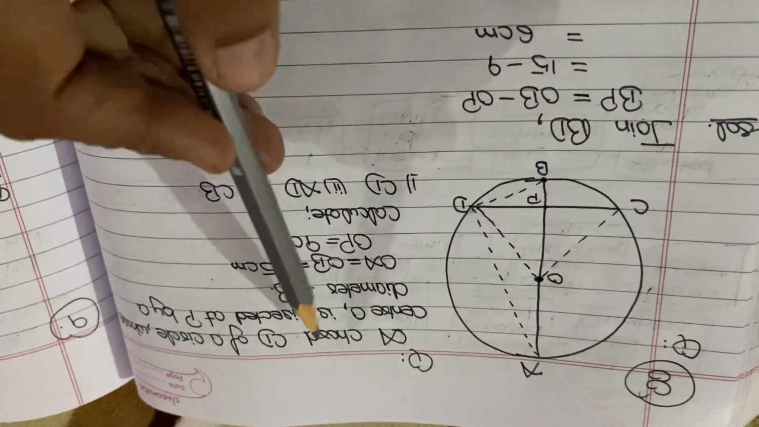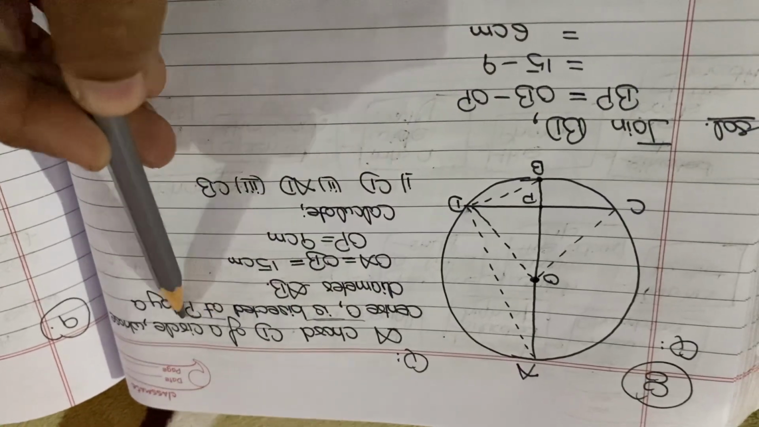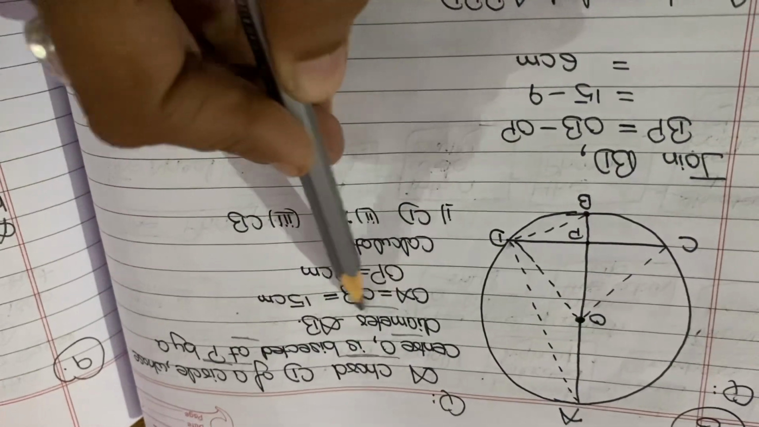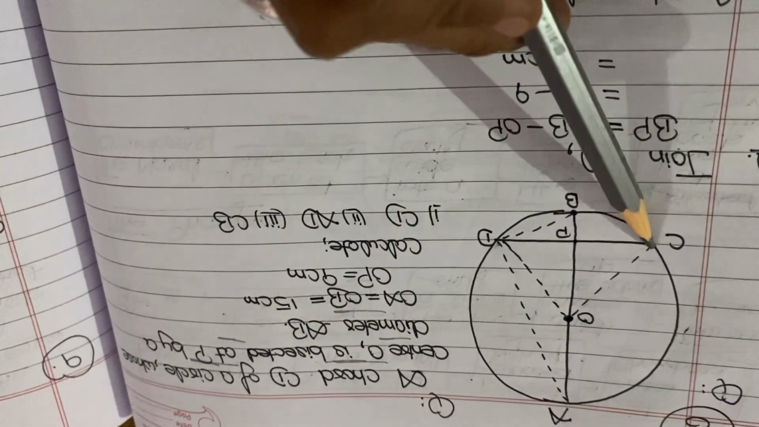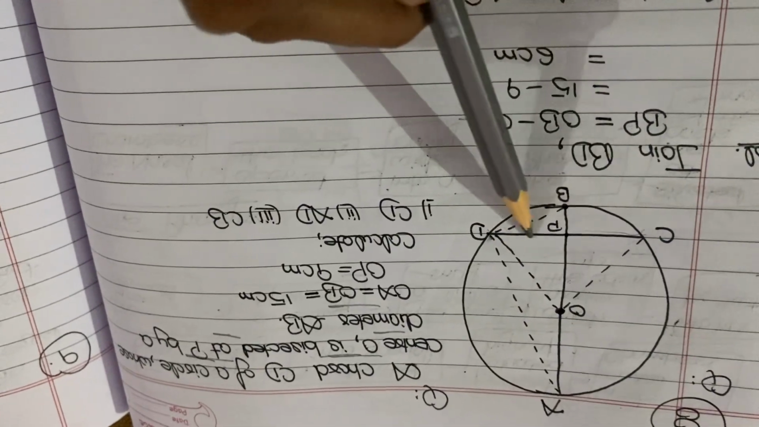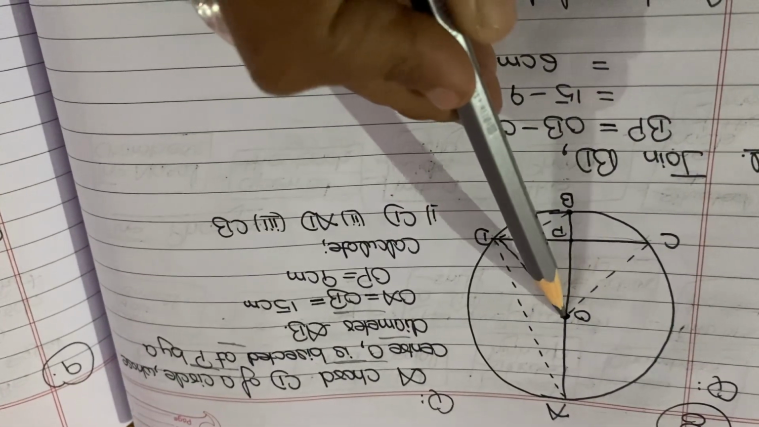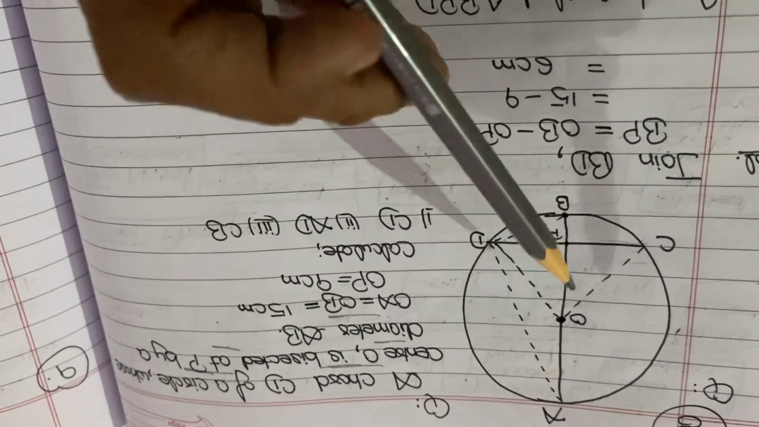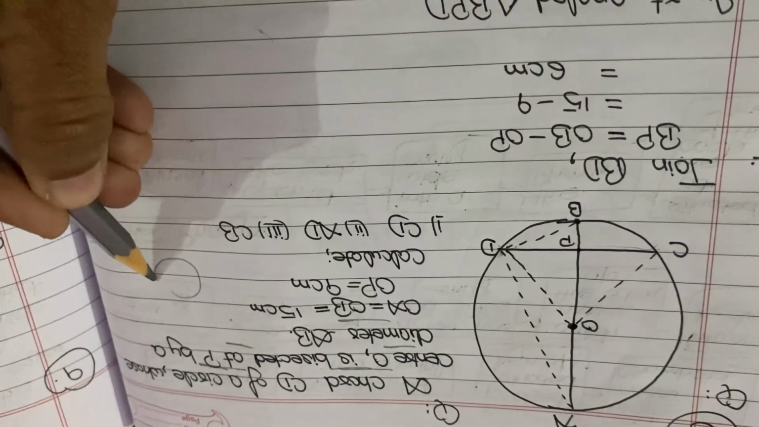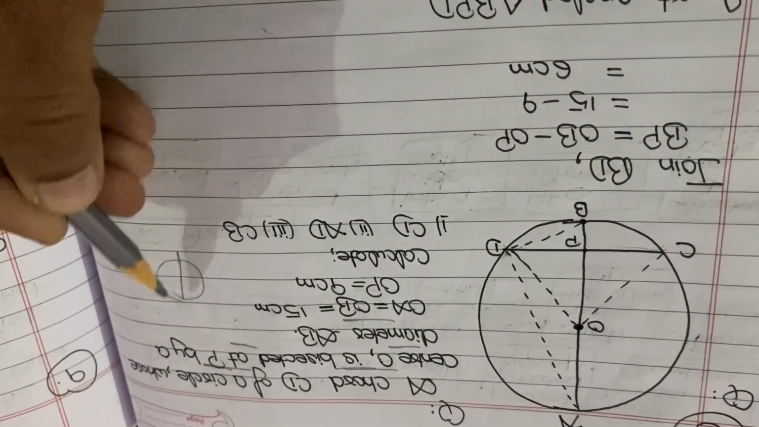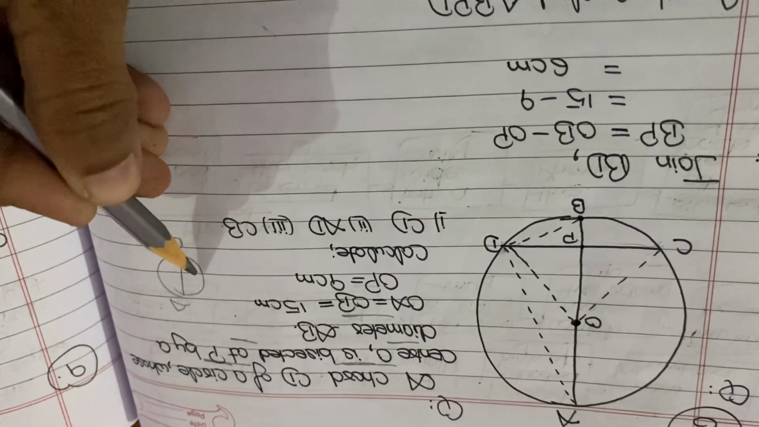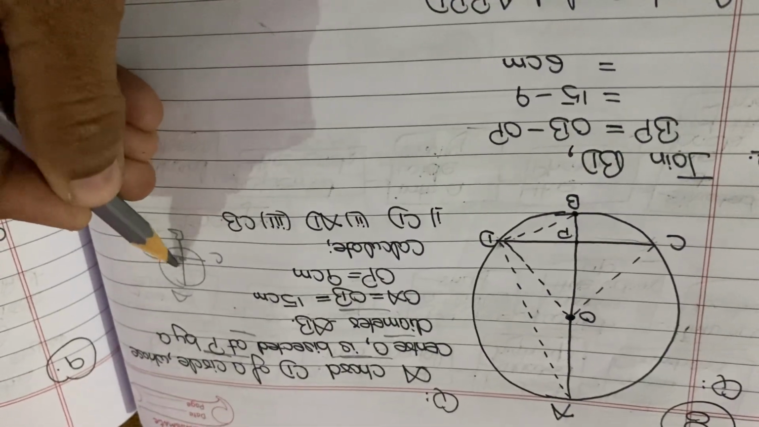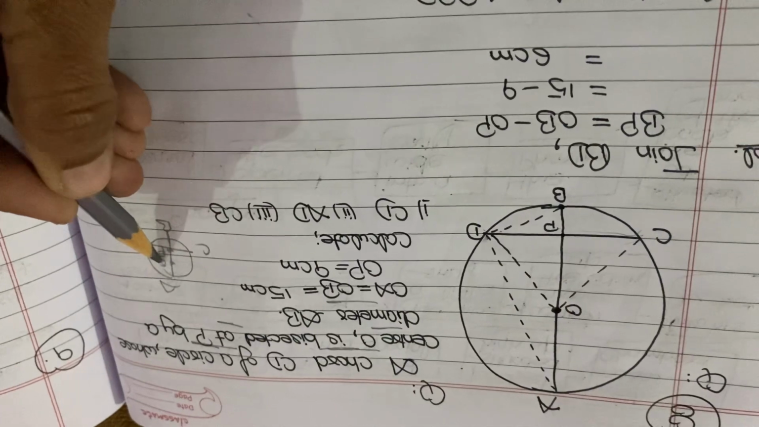Question number 8. A chord CD of a circle with center O is bisected at P by diameter AB. So this is the chord CD of the circle whose center is O, bisected at point P by the diameter AB. This is the diagram.